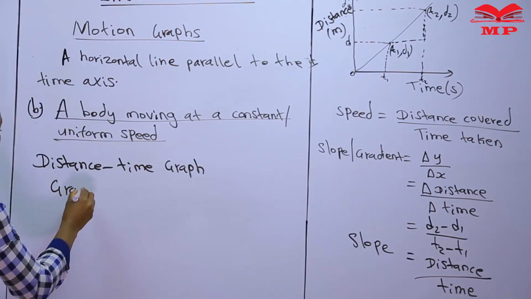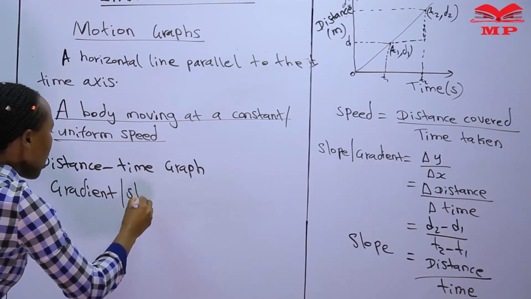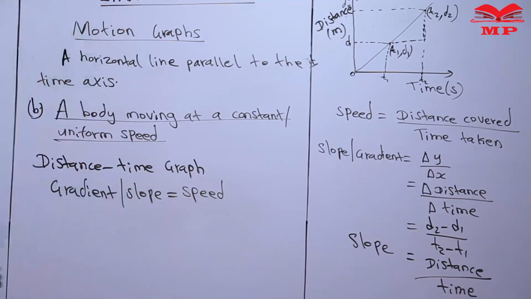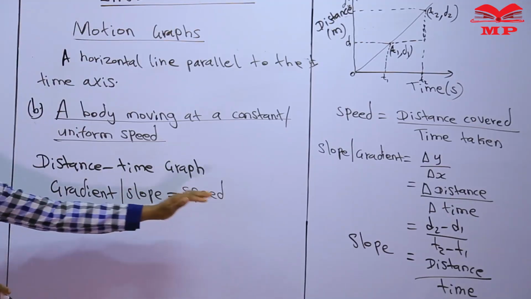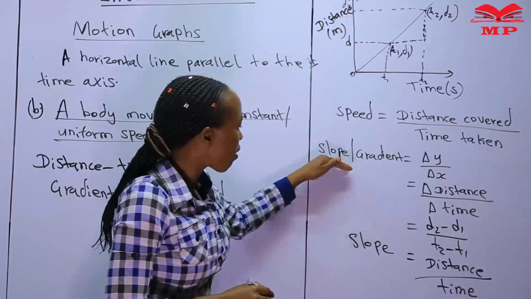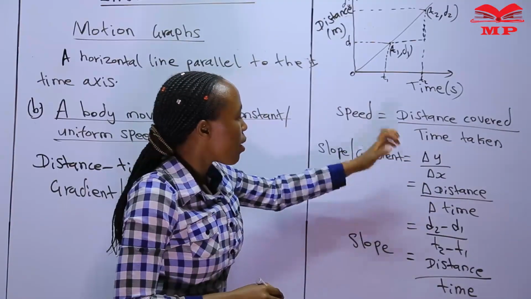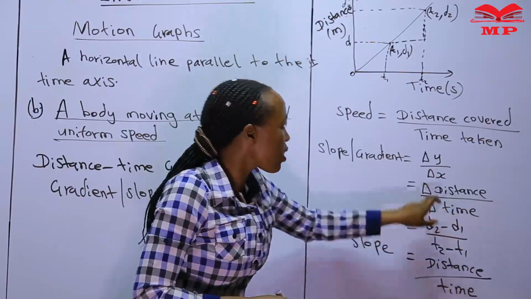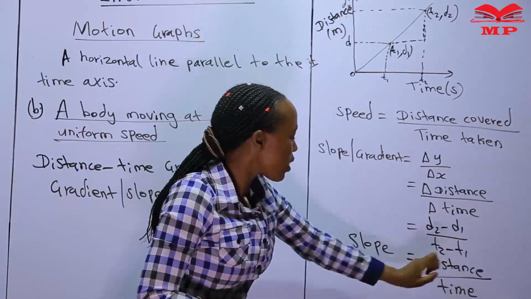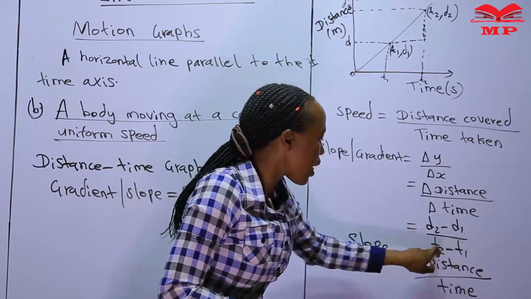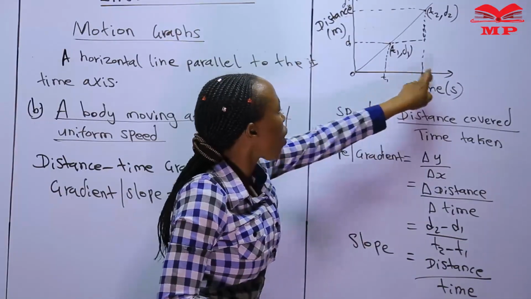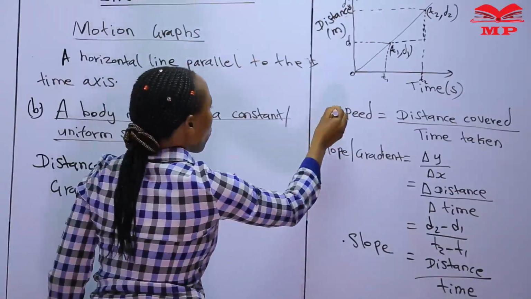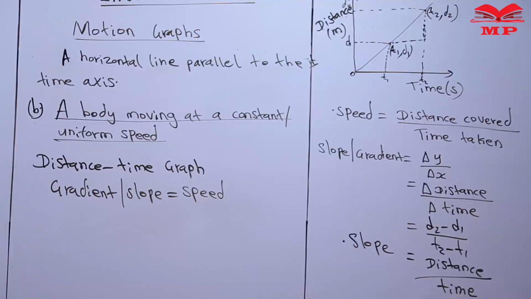So for a distance time graph, the gradient or the slope gives us the speed. The gradient of that graph will give us the speed, because the gradient is the change in distance, D2 minus D1, divided by the time taken from T1 to T2. So the slope is equal to the speed. That is for a distance time graph.